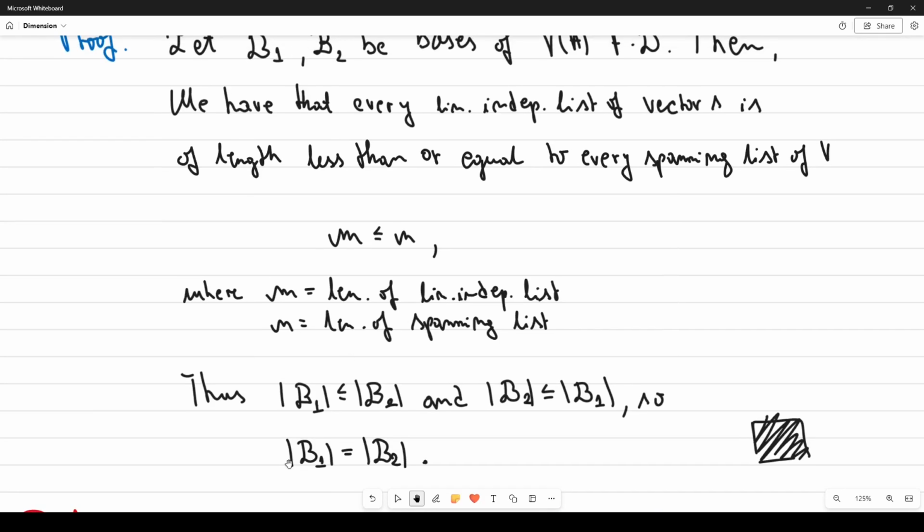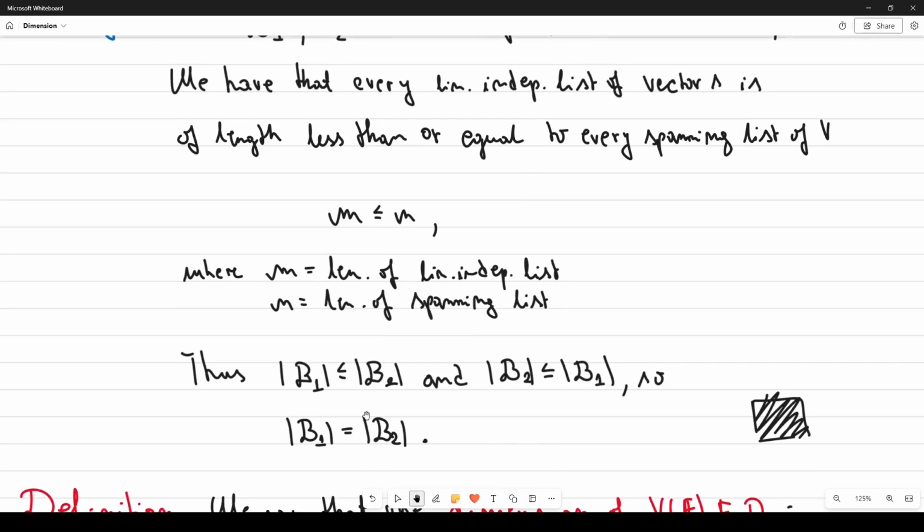And now, B1 is a basis, so it is linearly independent. B2 is a basis, so it spans V. So we have that the length of B1 is less than or equal to the length of B2. And now we just use the same reasoning, but exchange the bases. So we have that the length of B2 is less than or equal to the length of B1. So we have that their lengths have to be the same.